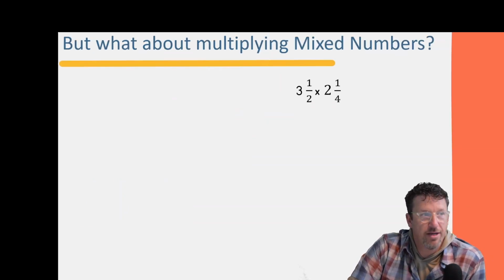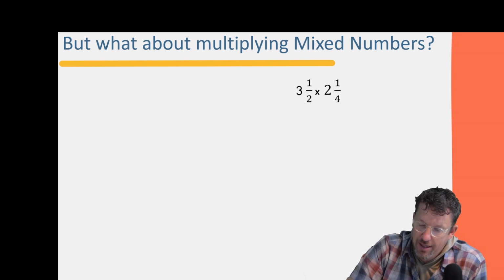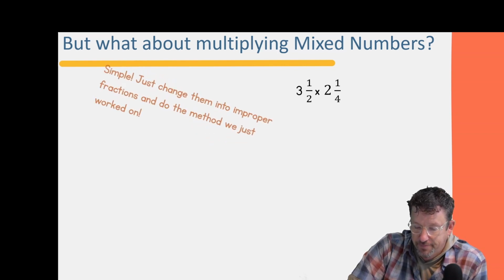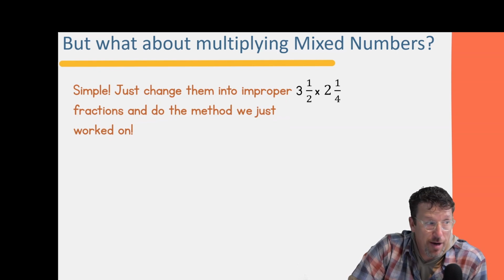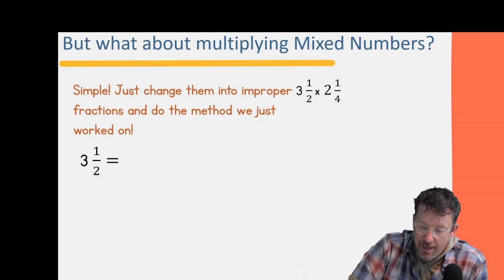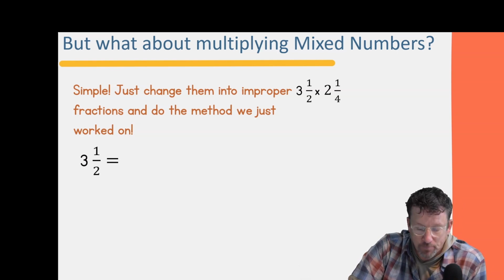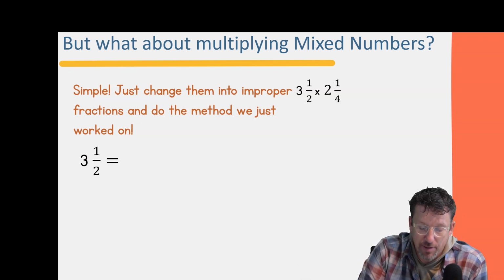Oh, you forgot about the mixed numbers, Tal. Well, how do you multiply mixed numbers? Well, this is what you do. You just change them into improper fractions and do exactly what we just worked on. All right, so let's take 3 and 1/2 and change it into an improper fraction.